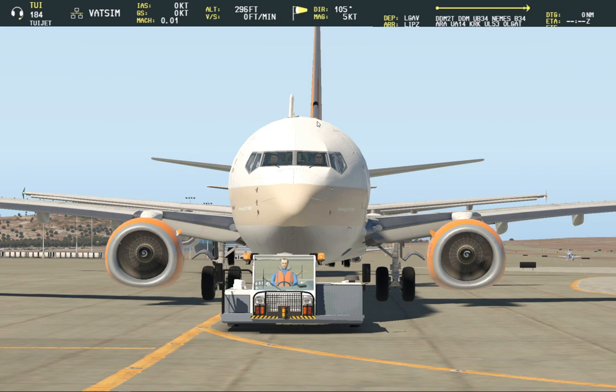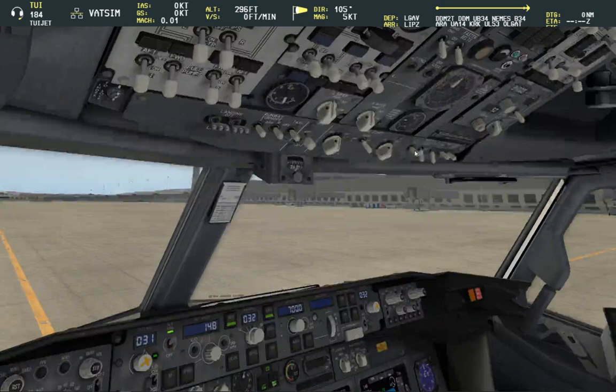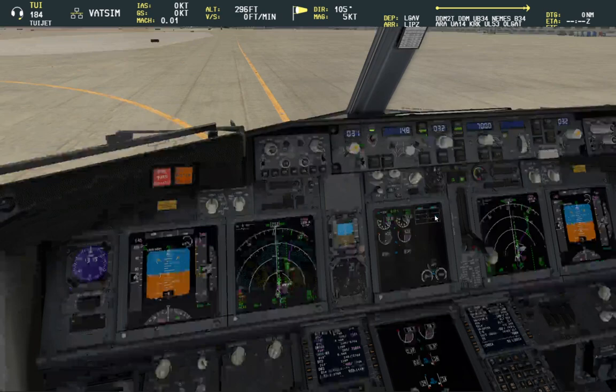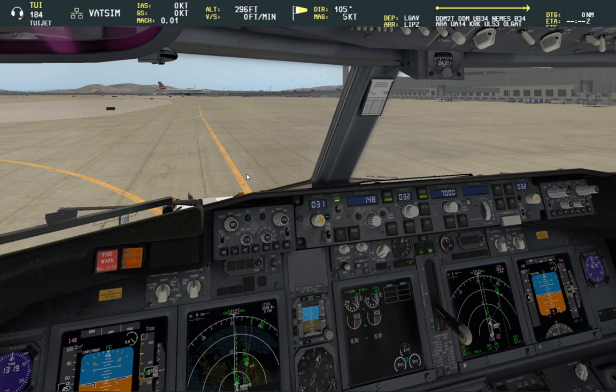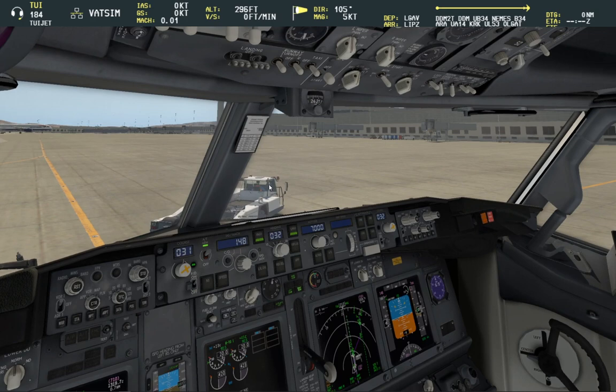Okay, just to complete this, recall is empty, is clear, auto brake RTO, flaps set, and the pin has been removed. Hand signal will be on the green right. Let's just wait for the hand signal from the pushback truck driver.